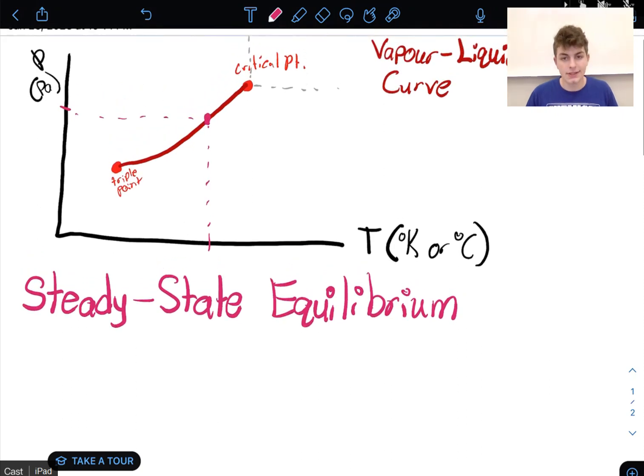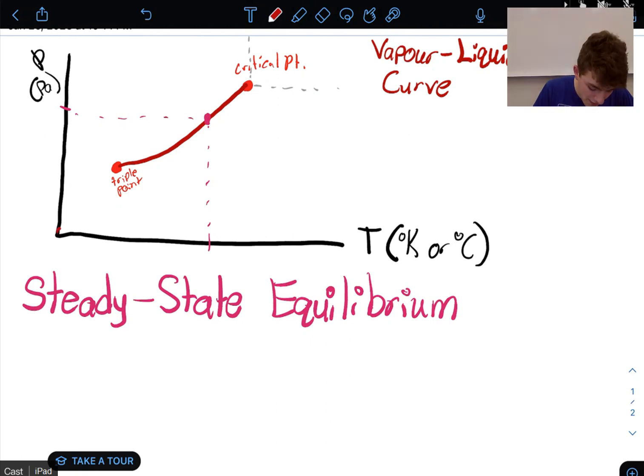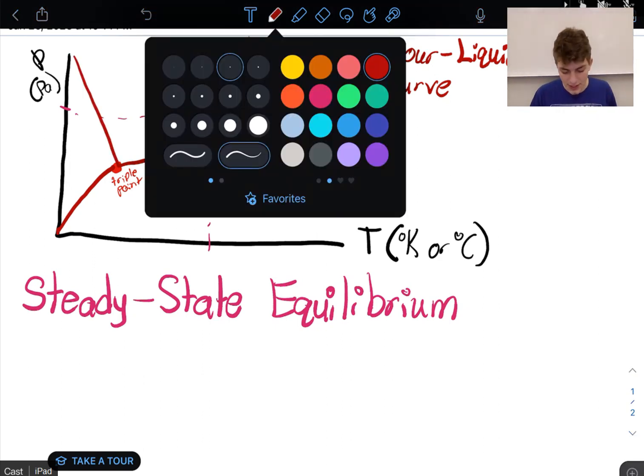So, that steady state equilibrium will occur between our vapor and our liquid. Vapor phase and liquid phase are going to count as, I guess you could say, our products and reactants. Perfect. So then let's add a couple other curves to this graph. This will be our sublimation curve, and this will be our freezing/melting curve. This could be more of a straight line, depending on which textbook you see it pictured in. I'll draw it more straight for our purposes.